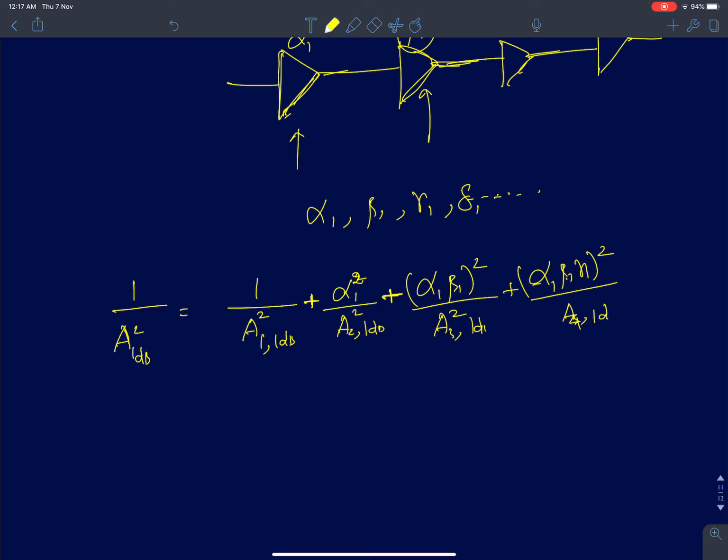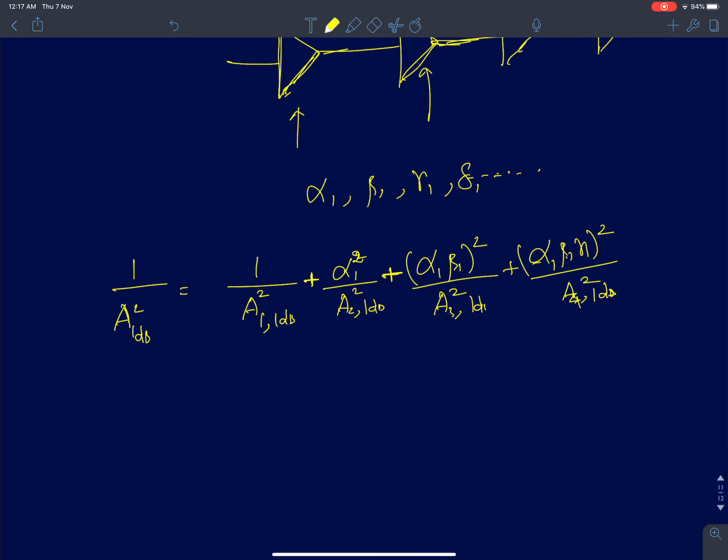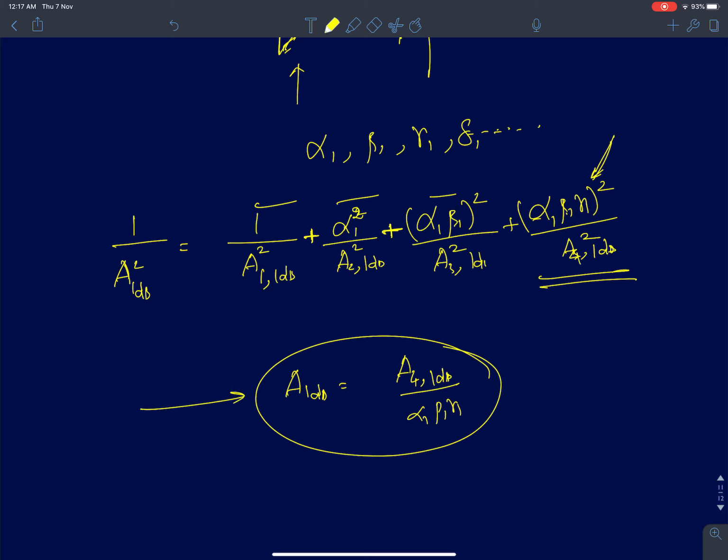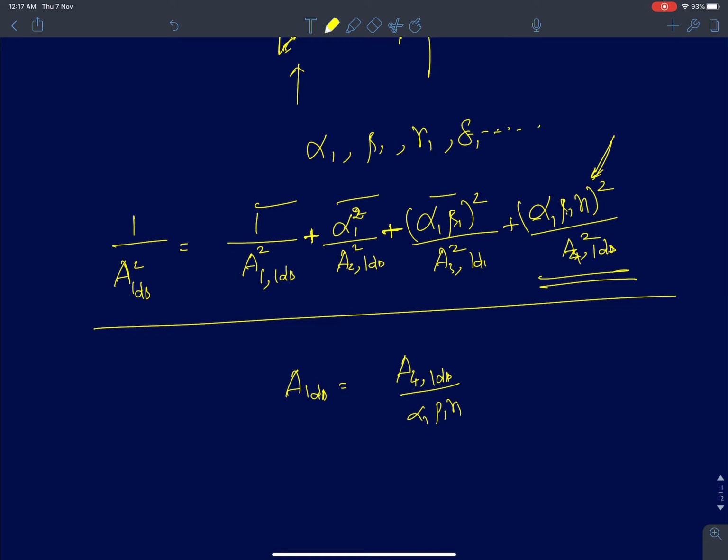A4 1 dB square. So again we can see, if your alpha 1 beta 1 gamma 1, the overall gain, is much greater than the other terms, then only the last stage will dominate, and the 1 dB compression point of the last stage will simply be A4 1 dB by alpha 1 beta 1 gamma 1. So it just reduces significantly. Keeping this in mind, it's always preferred to give most of the gain to the last stage. So this is a general expression for the 1 dB compression point in a cascaded system.